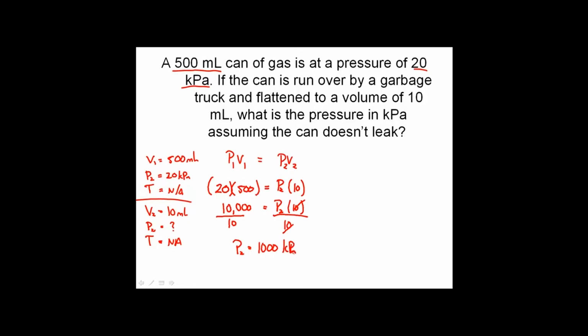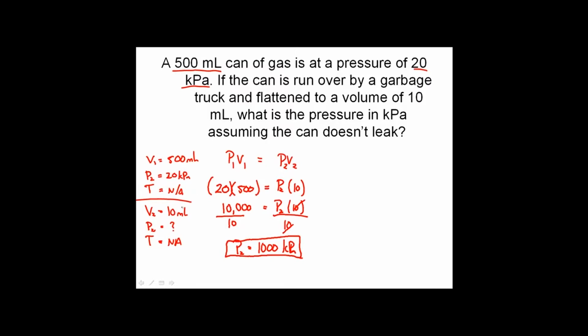kilopascals. All right, and so does that make sense in the scheme of things? My initial pressure was 20, and it went up, now skyrocketed to 1,000 kilopascals. It does make sense because the volume changed just as drastically. The volume went from 500 milliliters down to 10 milliliters.